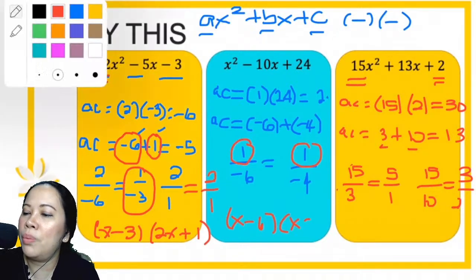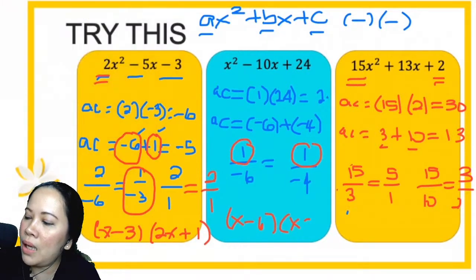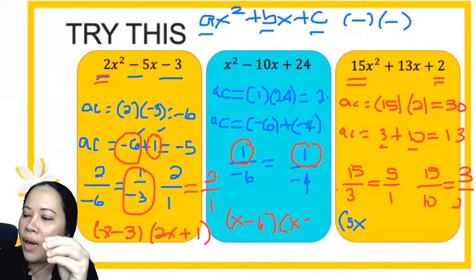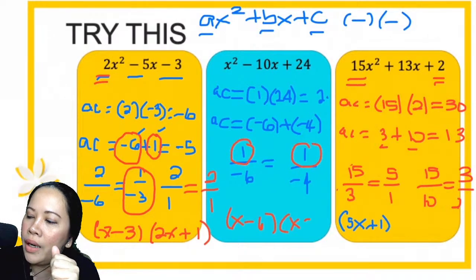So what will be your factors now? The factors would be 5x. The numerator is always with the x. So 5x plus 1 and 3x plus 2.